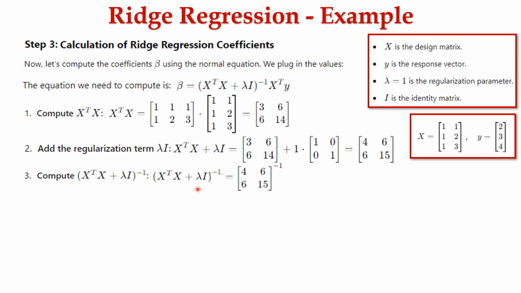Next we need to find the inverse for the same term. If we find the inverse of 4, 6, 6, 15, we'll get the value as 5 divided by 8, minus 1 by 4, minus 1 by 4 and 1 by 6.